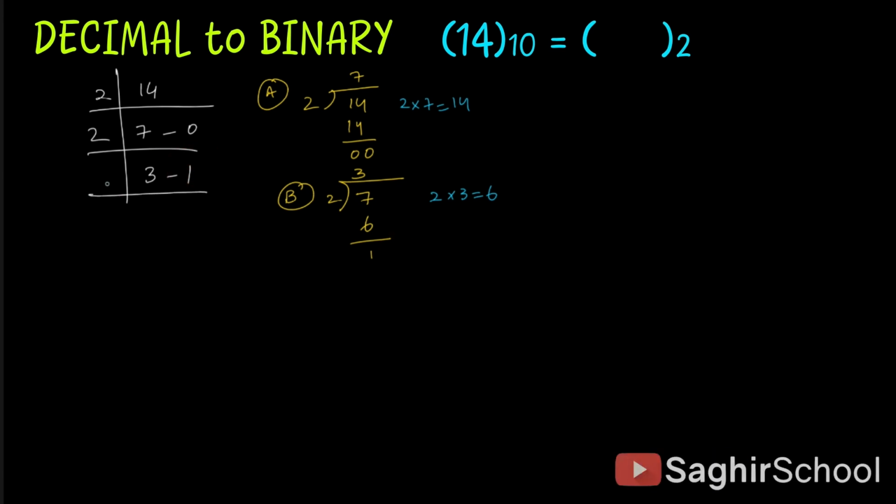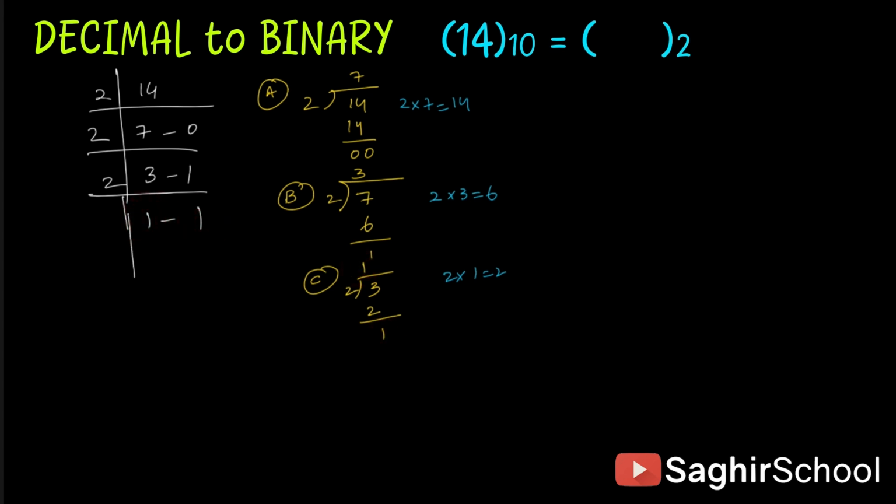So now the next step is to divide 3 by 2. Multiplying 2 by 1 we will get 2, and the remainder will be 1, and the dividend will also be 1. So we will write both ones, and we can see on the screen where both ones came from.